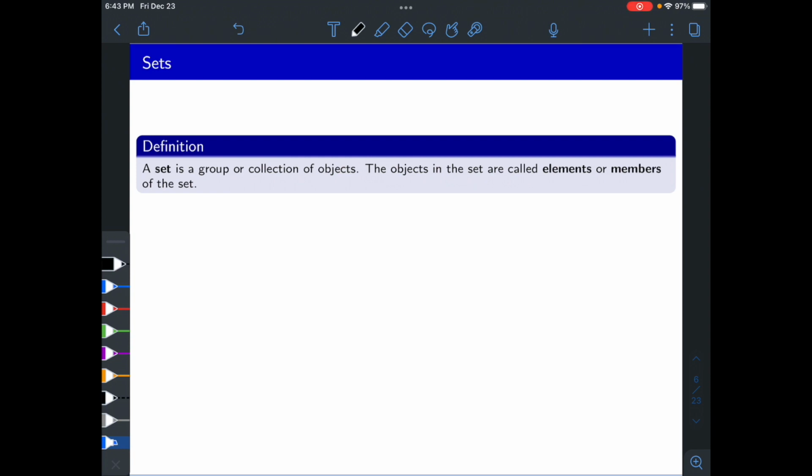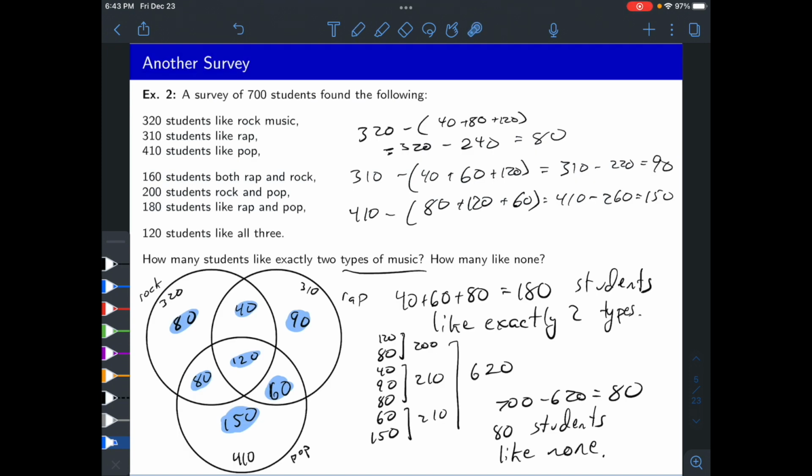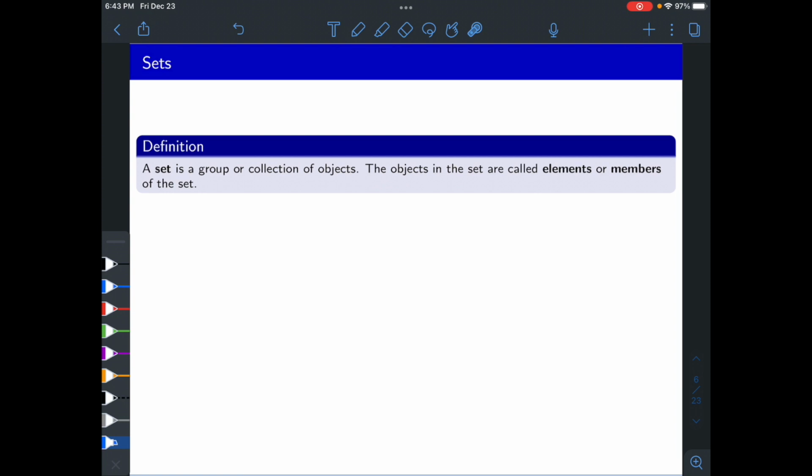All right. So what we've been using sort of implicitly so far is something called sets. And sets are just groups or collections of objects or things or whatever. And the things inside the sets, we call them elements or members of the set. So in the previous example, we had the set of students who like rock music. We had the set of students that like rap music. We had the set of students that like pop music. And then we were looking at intersections and unions of those sets and so on. I'll define those things a little bit more later on when we start using them more.